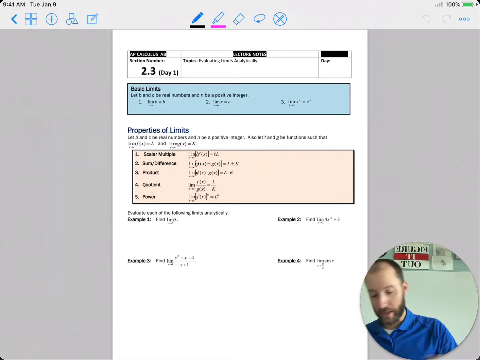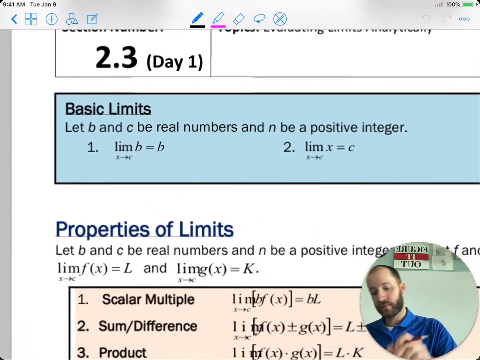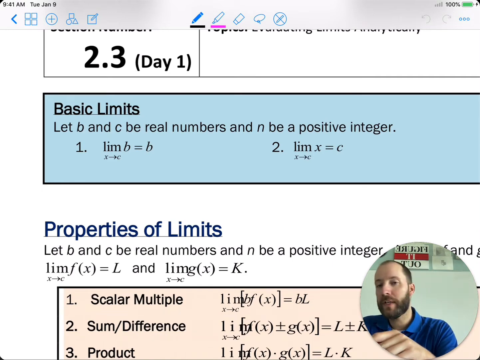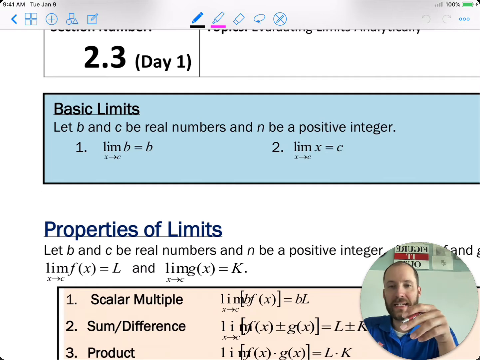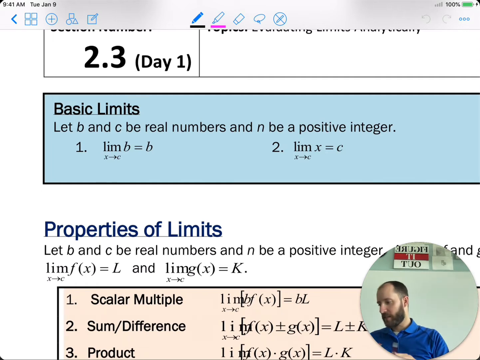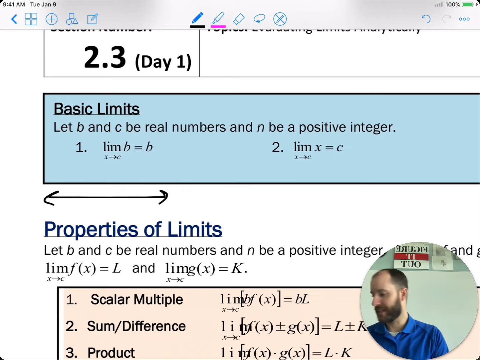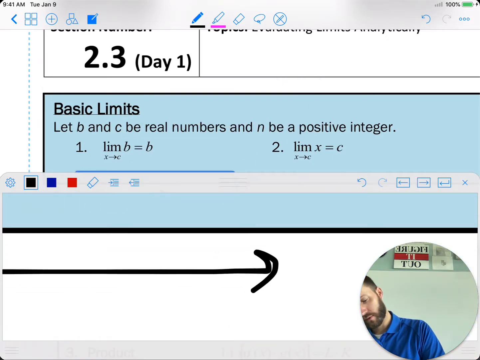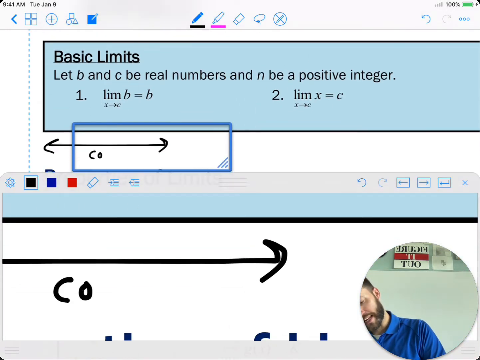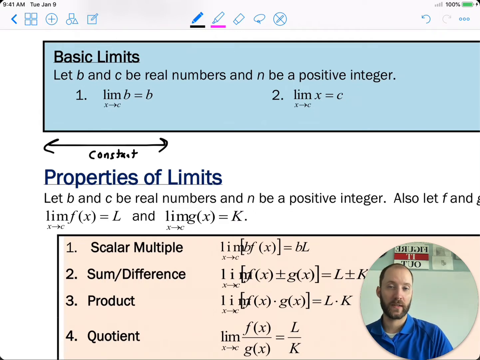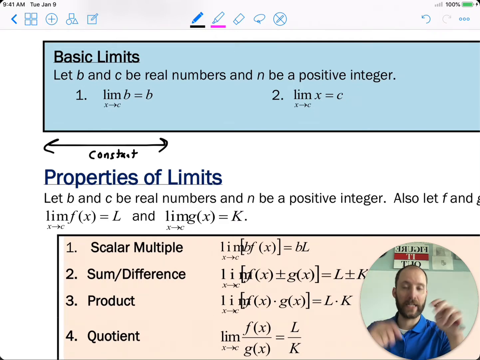So some basic limits to look at first. Okay, b and c are real numbers, n is an integer. The limit of b as x approaches c is b. So this is really just generalizing your constant function. Alright, so any horizontal line, the behavior is what the function is. It's not very exciting. It's predictable.